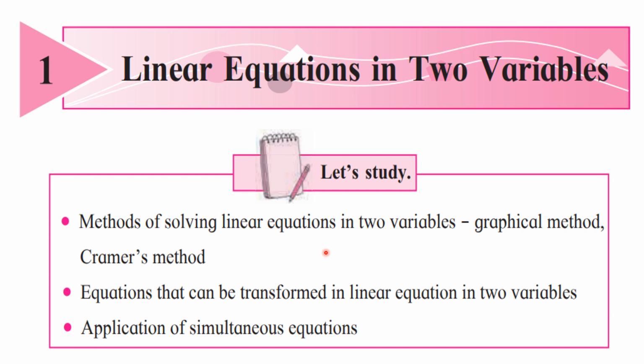But out of that, the elimination method and substitution method are now under the reduced syllabus. They will not be asked. But the method to solve the particular type of equations is there, so we will see that again. Afterwards in this chapter, we have learnt the graphical method and Cramer's rule, that means two more methods to solve linear equations in two variables. The next topic is equations that can be transformed into linear equations in two variables.